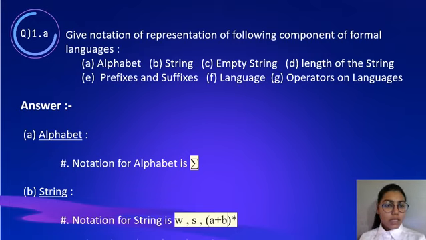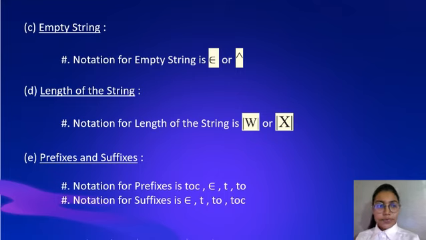Now let's come toward the answer. The option A is alphabet. Notation for alphabet is sigma. Option B is a string. Notation for string is W, S or (A plus B) asterisk. Option C is empty string. Notation for empty string is epsilon. Option D is length of the string. Notation for length of the string is mod of W or mod of X.